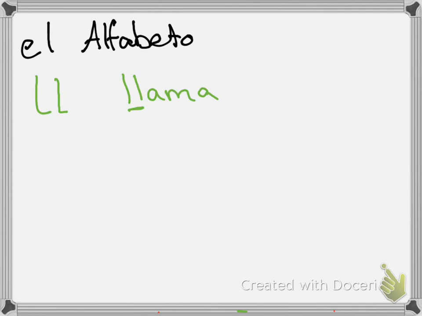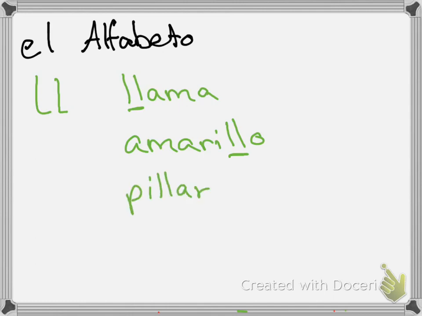Another example is amarillo. Okay, we have ya, amarillo, which is the color yellow. Or the verb pillar. Pillar is like to catch. Como la policía necesita pillar el criminal. So, llama, amarillo, and pillar.